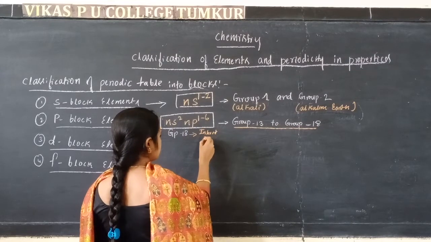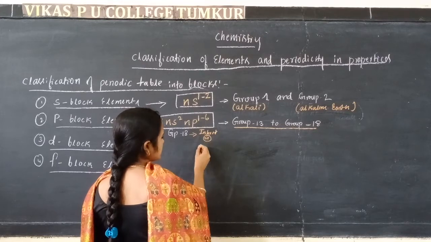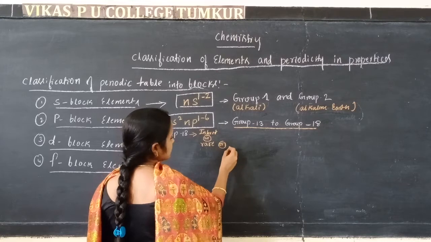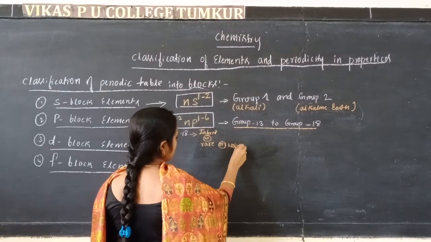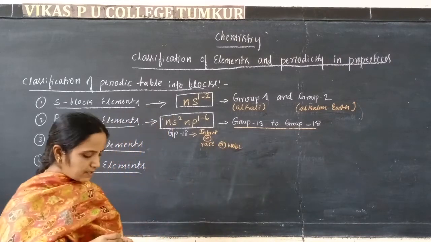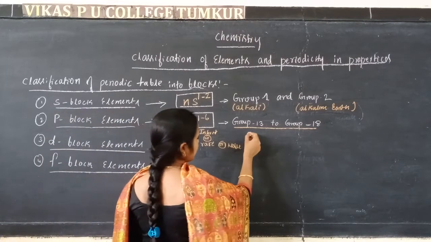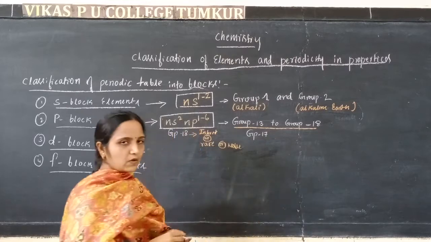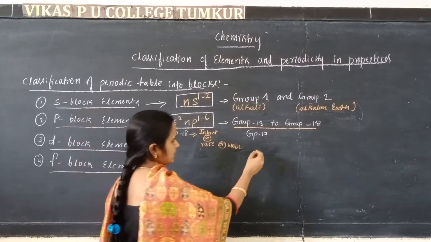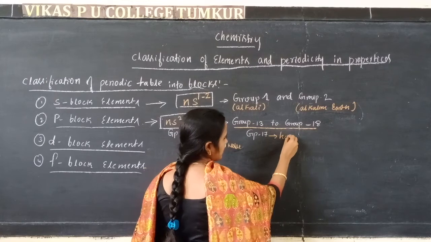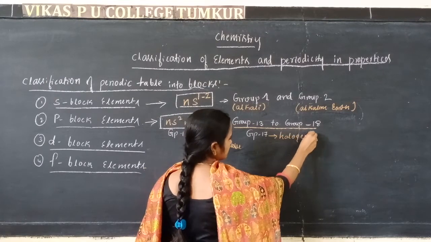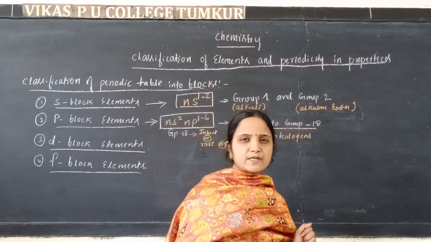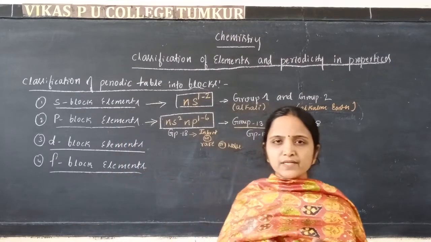Inert gases, or is also called as rare gases, or is also called as noble gases. Group 17 elements we call as a halogens, because these group 17 elements are chlorine, bromine, iodine, fluorine.